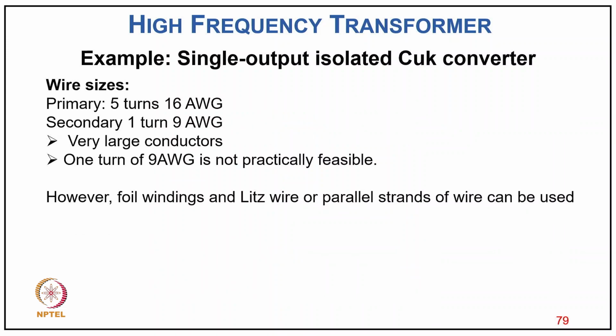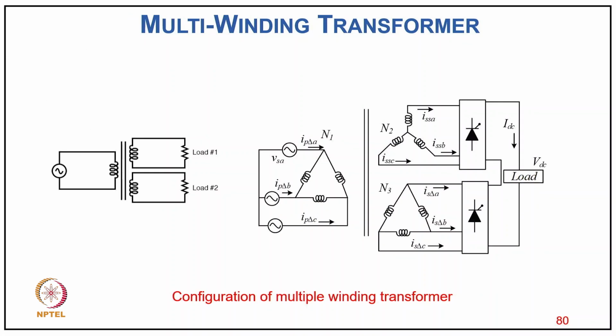So the typical example wire sizes: primary is 5 turns of 16 gauge and secondary is 1 turn of 9 gauge. With very large conductors, 1 turn of 9 wire gauge is not practically feasible. So, to handle this, a Litz wire or parallel strands of wire can be used.